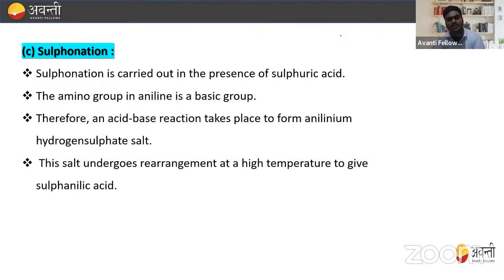Sulfonation is carried out in the presence of sulfuric acid. The amino group in aniline is a basic group. Therefore, an acid-base reaction takes place to form anilinium hydrogen sulfate salt. This salt undergoes rearrangement at a high temperature to give sulfanilic acid.